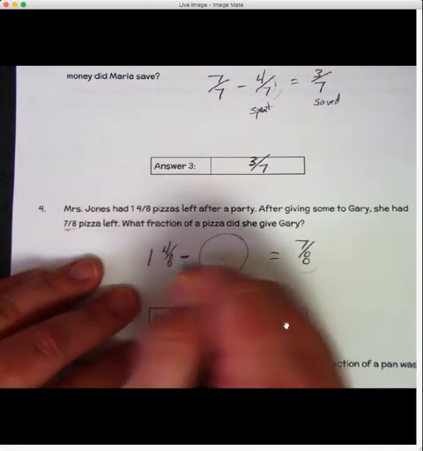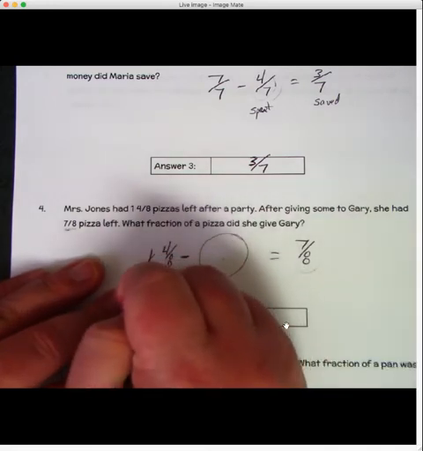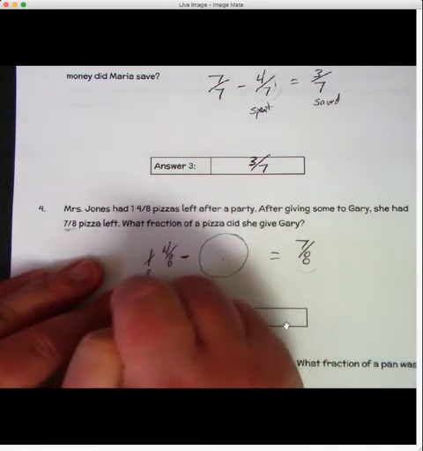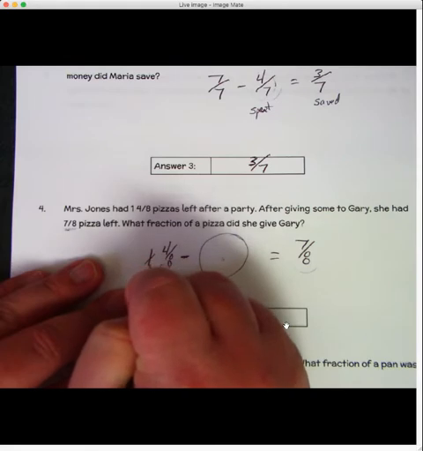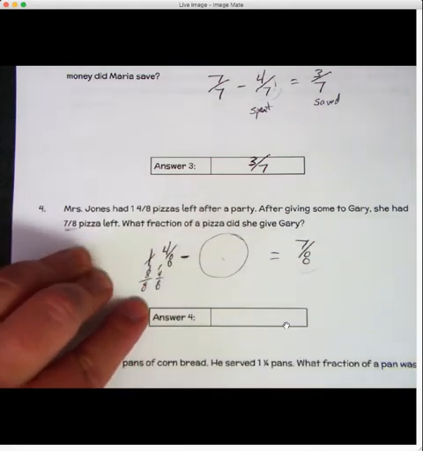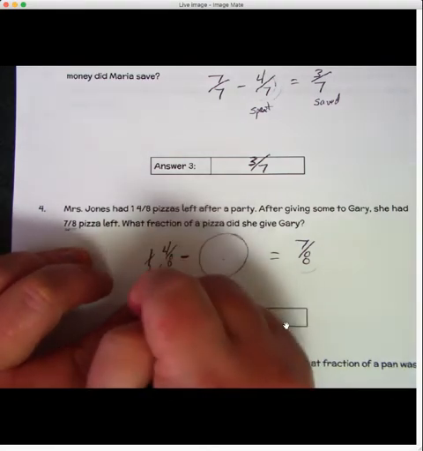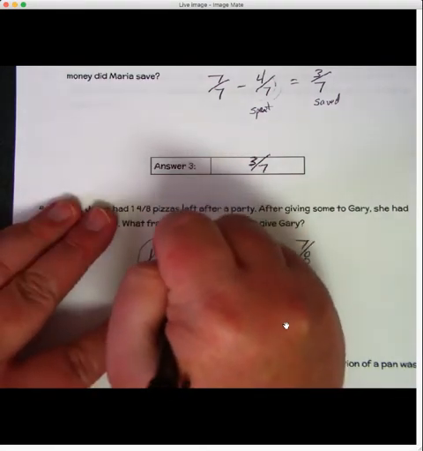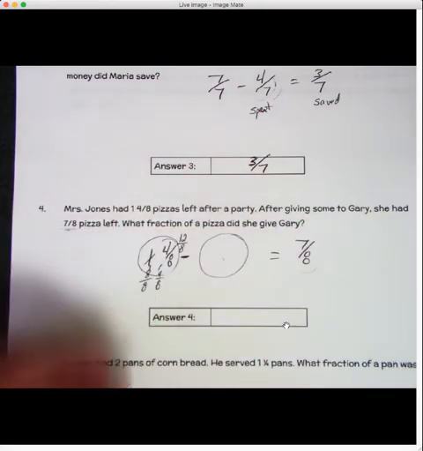We're dealing in eighths, so we're going to make this 1 as 8/8. And then we have 4/8 more. So how many do we have altogether if we have 8/8 and 4/8? 8 plus 4 is 12. So this is the same thing as 12/8.